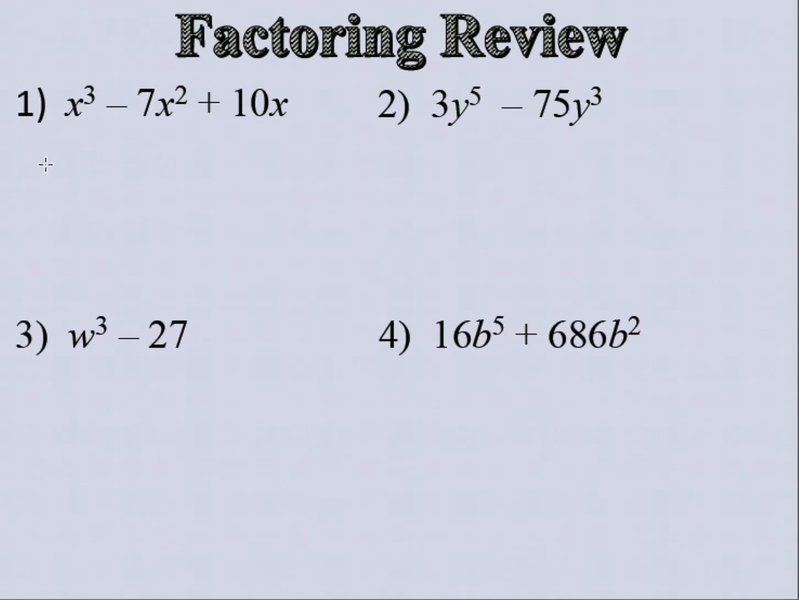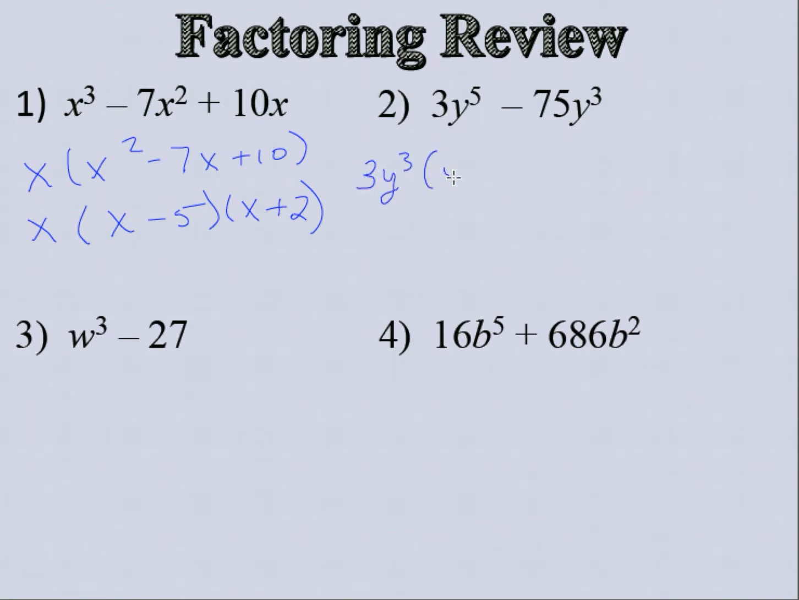Problem number 1. Common factor coming out of everything would be an x. This would be x squared minus 7x plus 10. See if you can factor further, which you can. This is x minus 5 and x plus 2. Problem number 2, anything common factor, 3y cubed. This leaves y squared minus 25. See if you can go further. 3y cubed, difference of squares, y plus 5 and y minus 5.